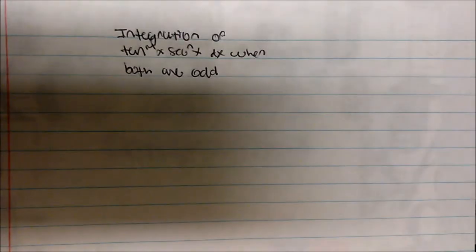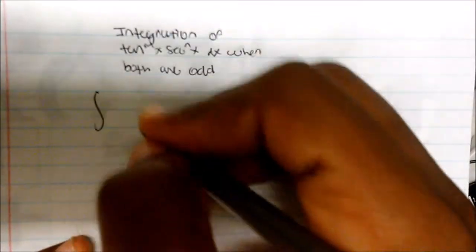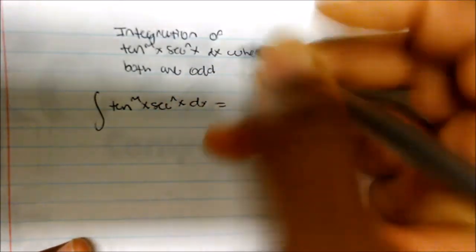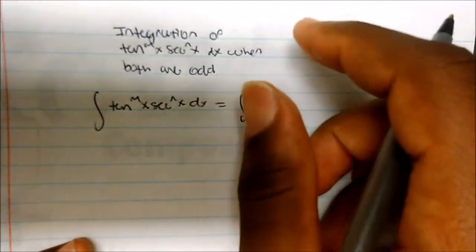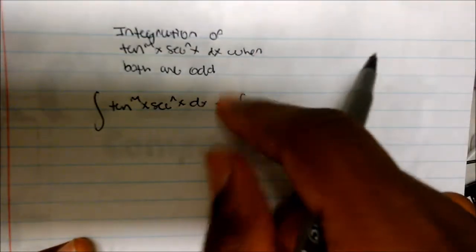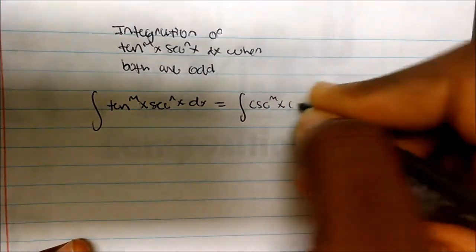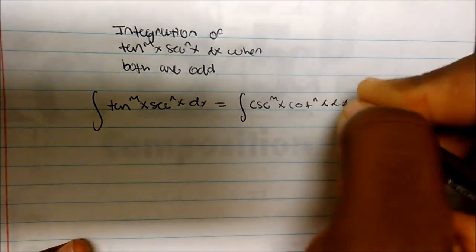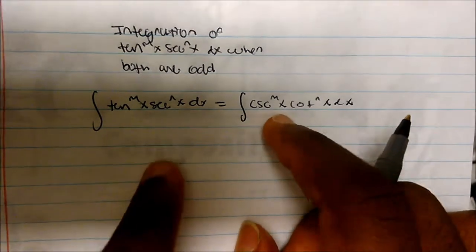We're talking about integration of tangent to the m of x, secant to the n of x, dx when both are odd. Now, this is a disclaimer. I just wanted you guys to know that the integral of tangent to the m of x, secant to the n of x, dx is similar, yes, with a few differences in terms of negatives and stuff like that, to cosecant to the m of x, cotangent to the n of x, dx. Okay, so I just wanted you guys to know that.